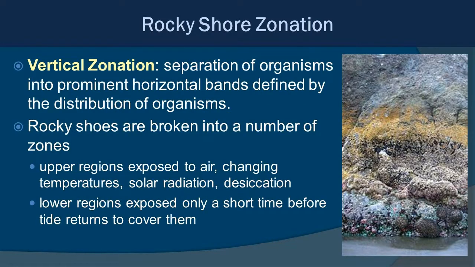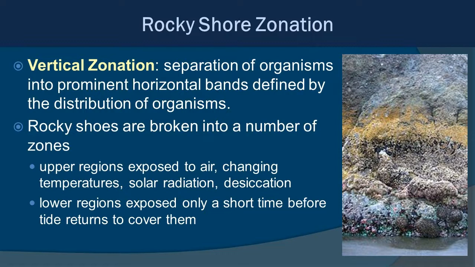And as I mentioned earlier, there's this thing called vertical zonation. Vertical zonation is simply that separation of organisms into prominent horizontal bands defined by specific organisms that are distributed based on those physical and biological factors. And it just happens to be a vertical zonation from lower intertidal all the way up into the upper intertidal zone, which we're going to get into in a minute.